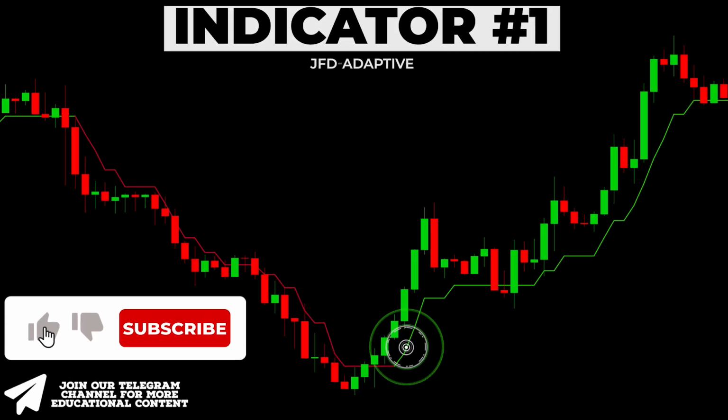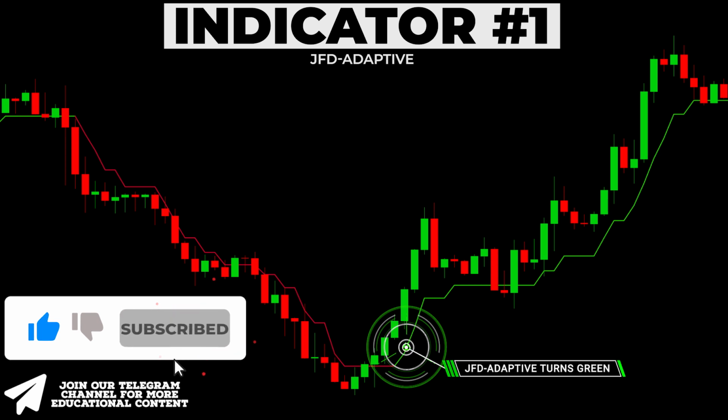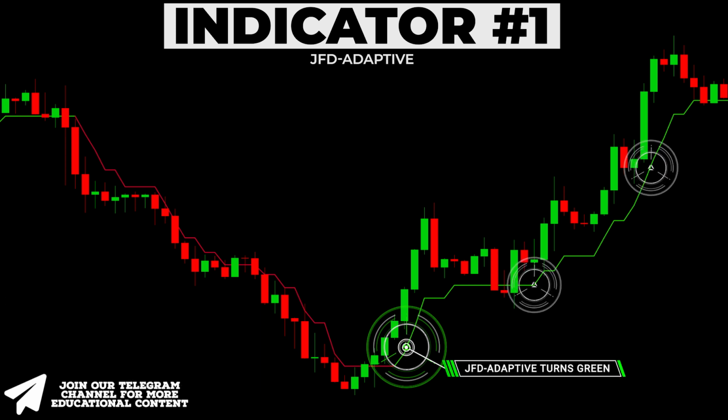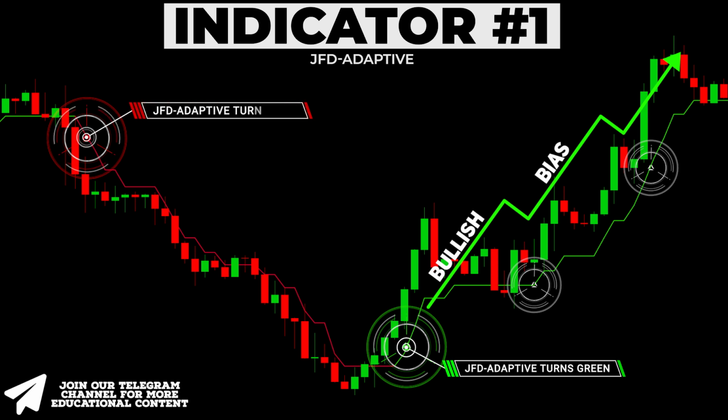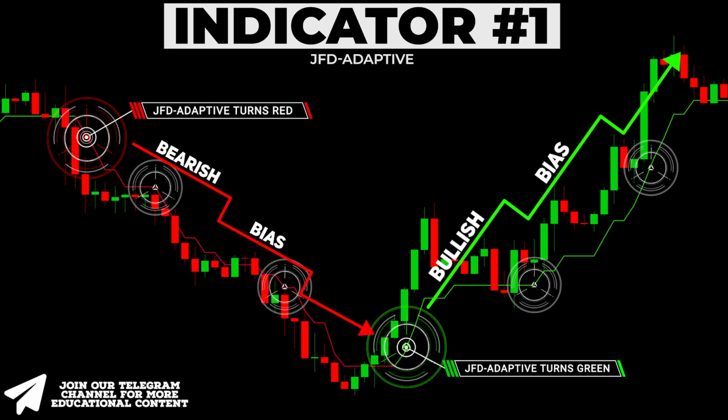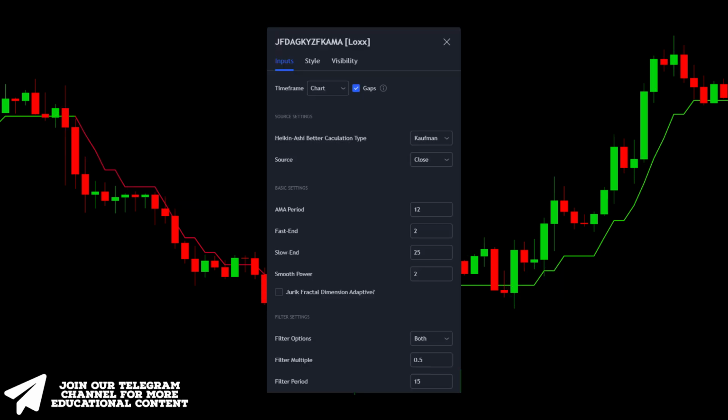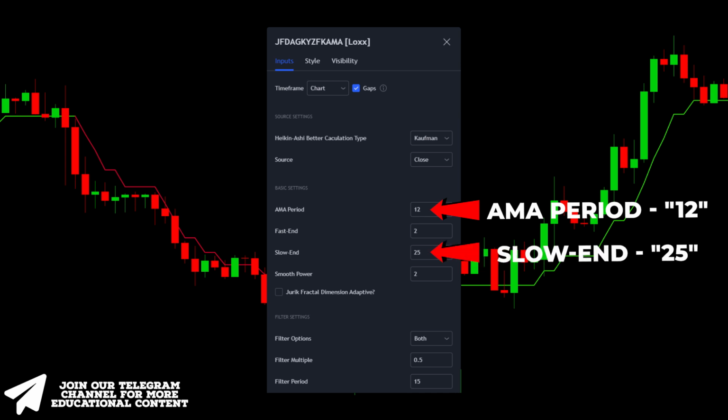So, when the JFD adaptive line changes its color to green, we receive a confirmation about uptrend market conditions, meaning that we focus on long trades only. At the same time, when we receive a red JFD adaptive line, this means we're currently in a downtrend, so we take short trades solely. Now, let's open the settings menu and change AMA period to 12 as well as slow end to 25, so that we can track the longer trends.